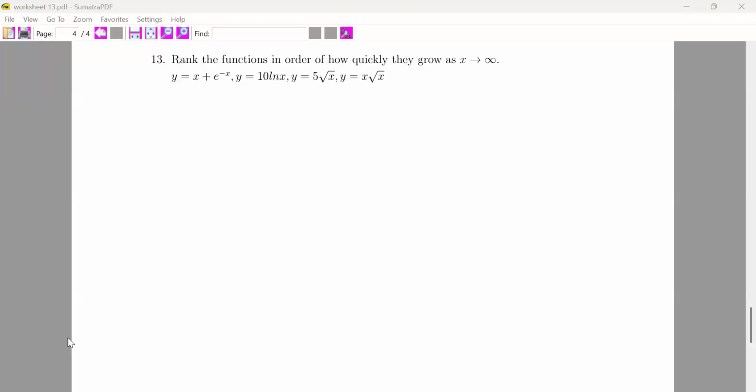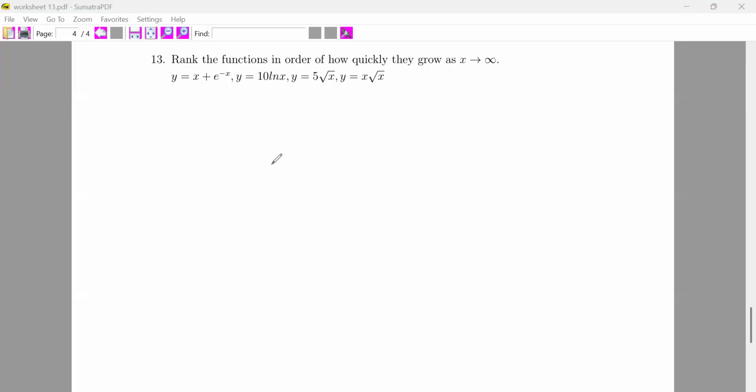So this is question number 13 of worksheet number 13. We would rank the functions in order of how quickly they grow as x is approaching infinity. The functions are different here, but we had a similar question in the worksheet, question number 10, and those functions were all exponentials. So we had a different approach. But here we have all kinds of functions.